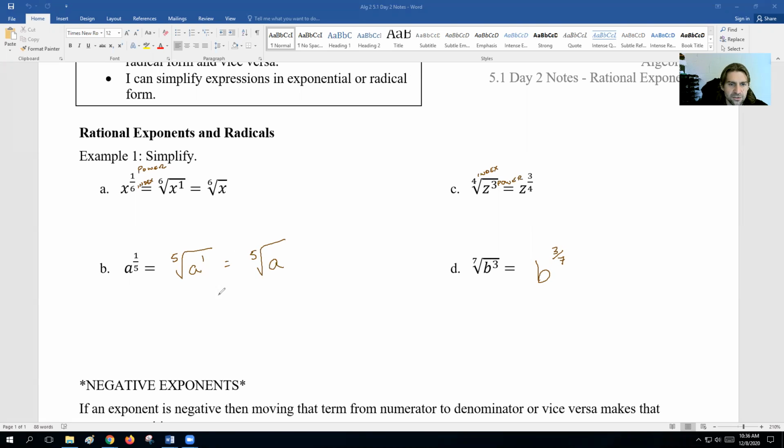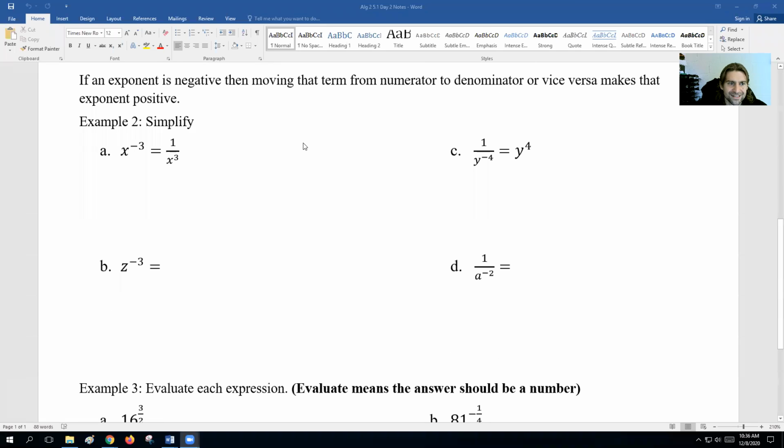Now keep in mind here too that you could also see this problem as the seventh root of b, all of it cubed, and that would be the same thing. That would also be b to the 3/7 power. So either one of these is right as their answer here, and vice versa. So let's keep this going and do some more practice.